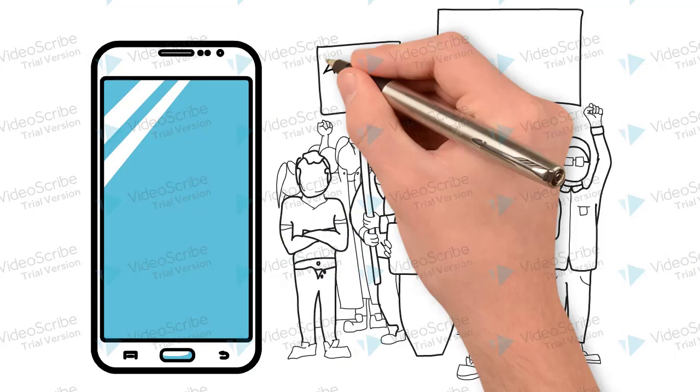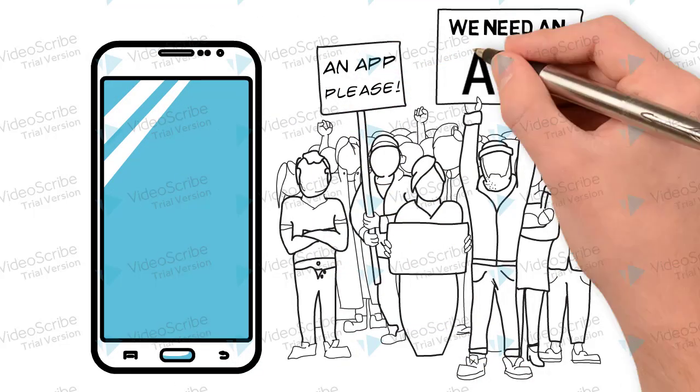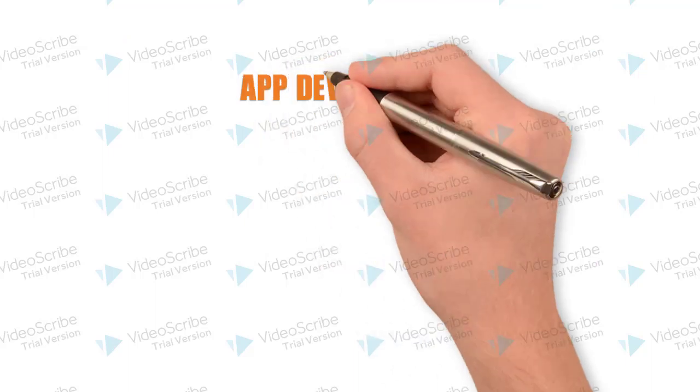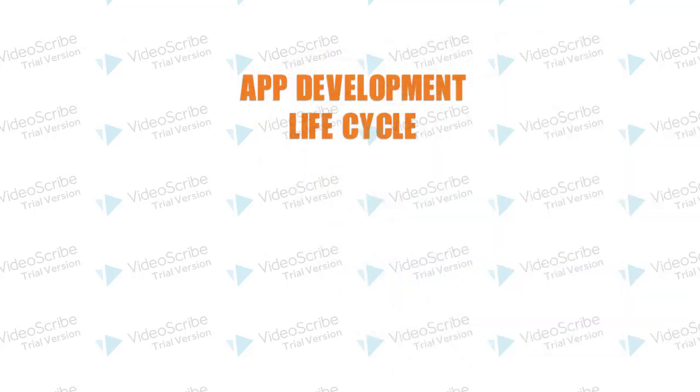Let's face it, most of us live on our cell phones, and the world has kind of gone crazy for apps. We've heard the phrase, there's an app for that. In this video, we'll talk about the process of developing an app, what we call the app development lifecycle. And it all starts with an idea or need.